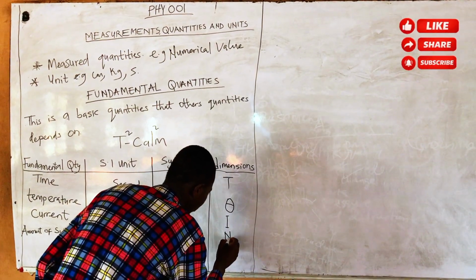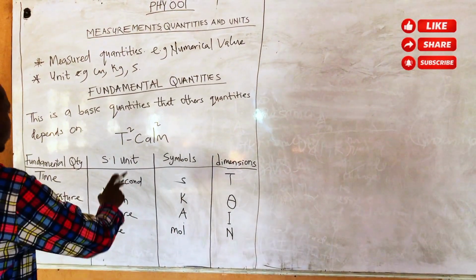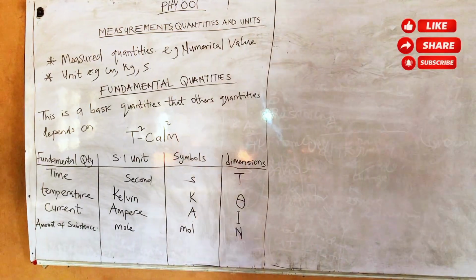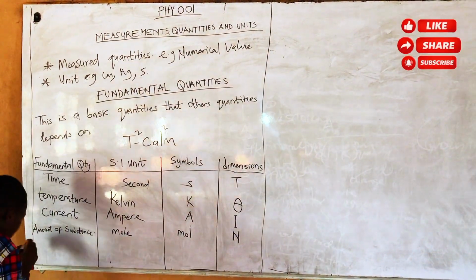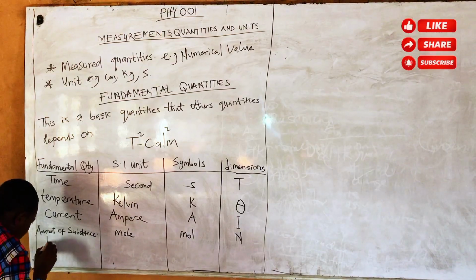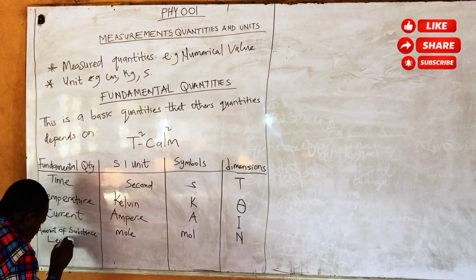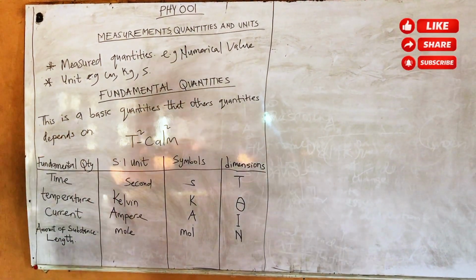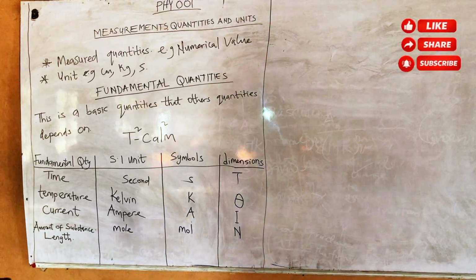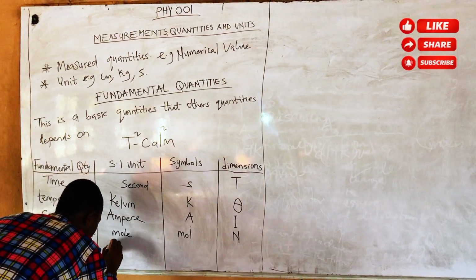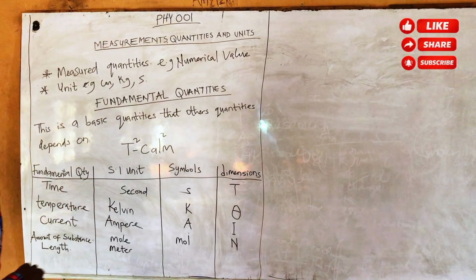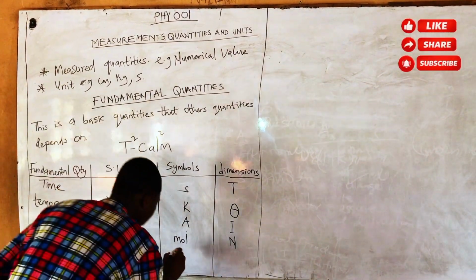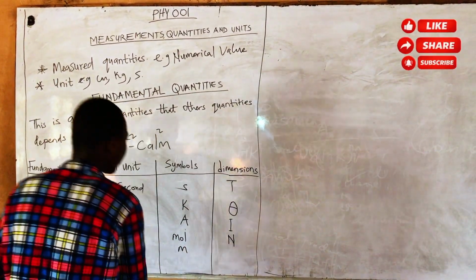Next one is what? L. The first L represents length. So the SI unit for length is what? Meter. The symbol for length is what? M. And the dimension for length is what?